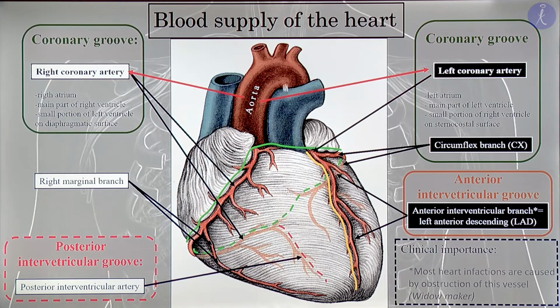Some clinical importance, here you can see a star. The star marks the anterior interventricular branch, which is responsible for most of the heart infarctions because the obstruction of this vessel causes them. That's why the nickname of this artery among clinicians is Widowmaker.